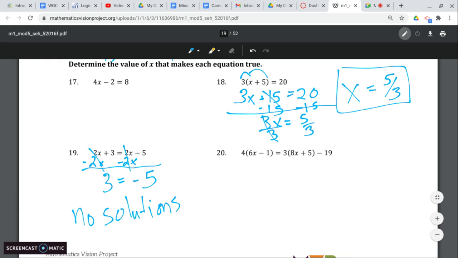So anytime your variable cancels out and you're left with just constants, if they are the same, so if this would have been 3 equals 3, all real numbers would be your answer. But because it's a false statement, 3 does not equal -5, it's no solution. So sometimes that will happen, so be careful with those.